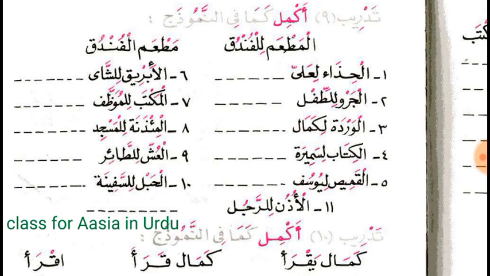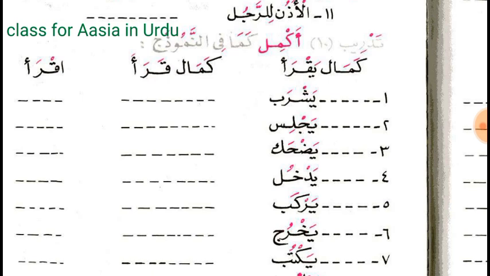Al-'ushshu lil-ta'ir. The nest for a bird. Correct. 'Ushshu al-ta'iri. The nest of the bird. Al-habl lil-safina. The rope for the ship. Yes. Ship. Habl al-safinati. Yes, the rope of the ship. Okay.